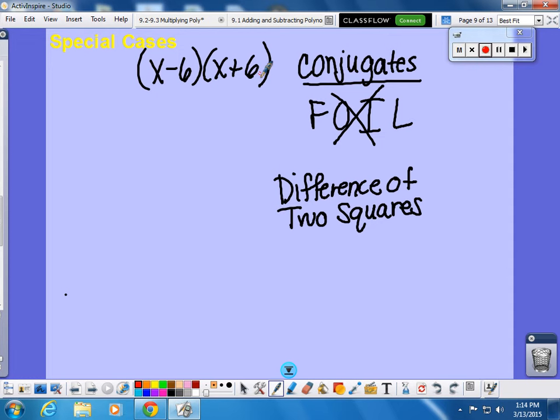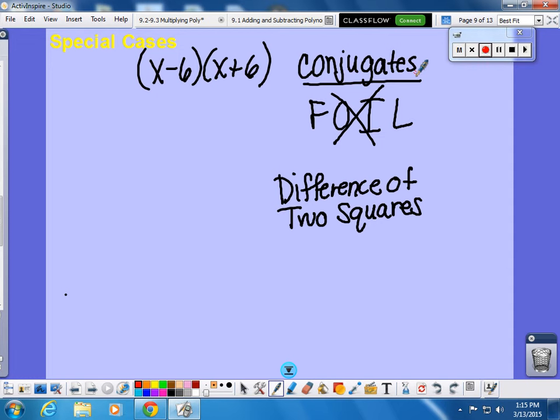These two binomials are what I'm calling a special case. They are called conjugates. It is important that you remember that word, so please write it down. Conjugates are two binomials that are exactly the same except for their middle signs. So x plus 6 and x minus 6 are conjugates. And you might say, well, why do I need to know what their name is?